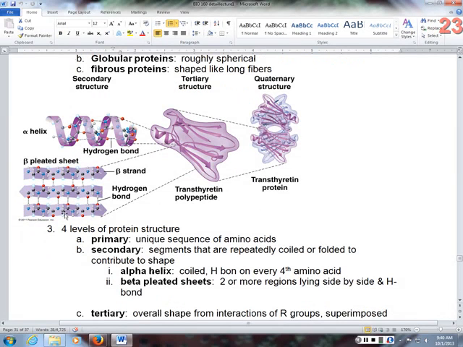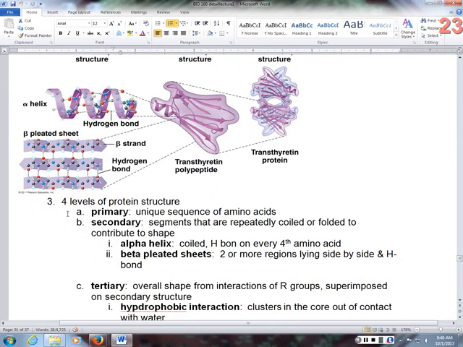The tertiary structure is going to be the overall shape from the interaction of the R groups. So you make these coils, and then you fold it up some more. It's kind of like an origami thing where you've got your first folds that you do, and then you do more folds on top of it. And whatever is here is going to start to interact with its neighbors.